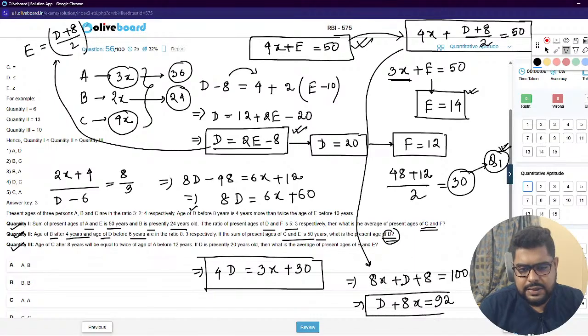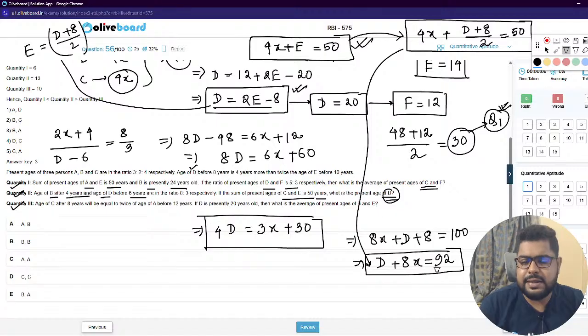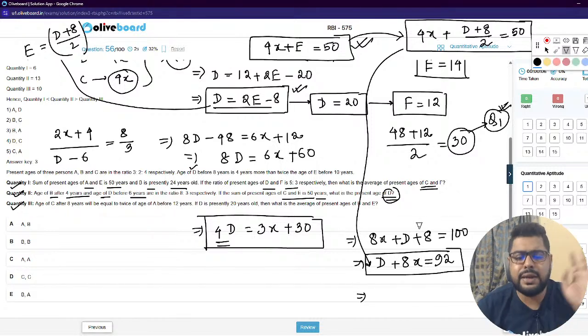Okay, this is given. So multiply this by 4. Let's multiply this by 4, sir. So because it is 4D, I'll cancel D. I'll figure out x. Because multiplying 3 and 8 will be a little tricky. So chalo, let's do one thing. Let's figure out D directly.